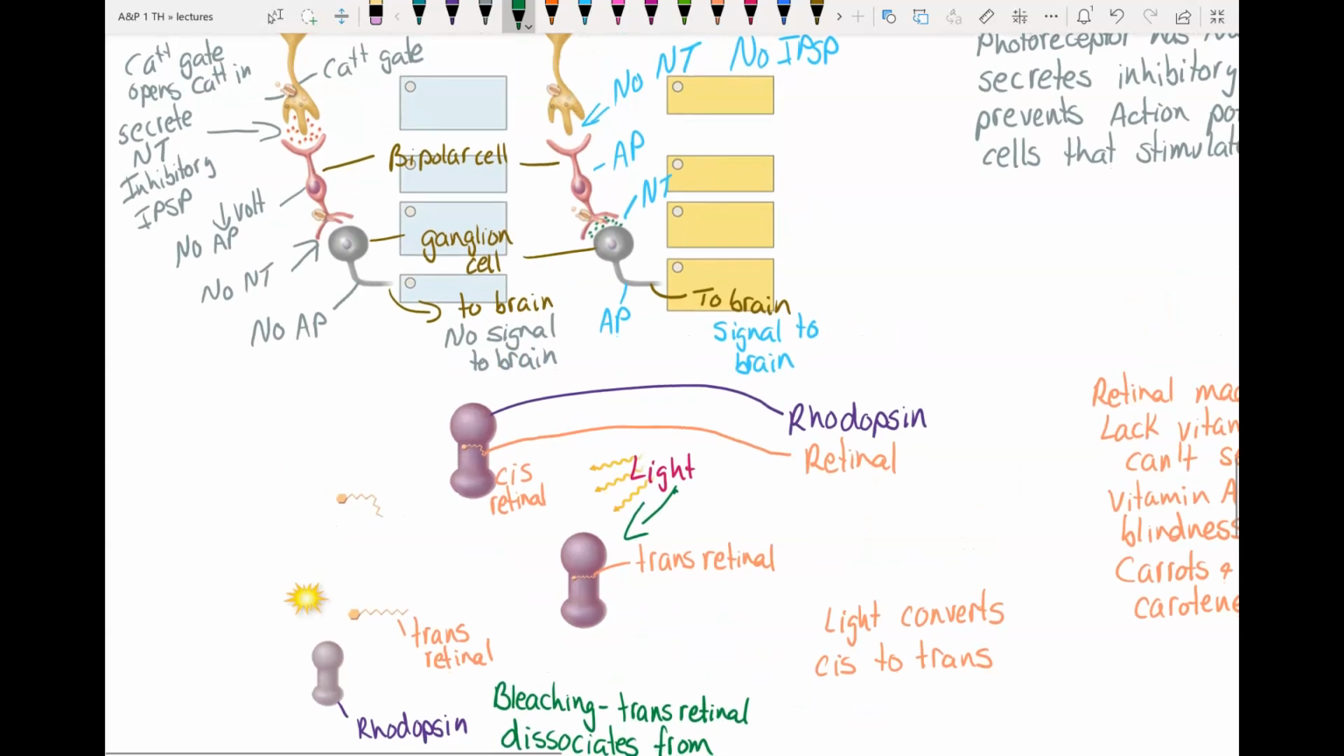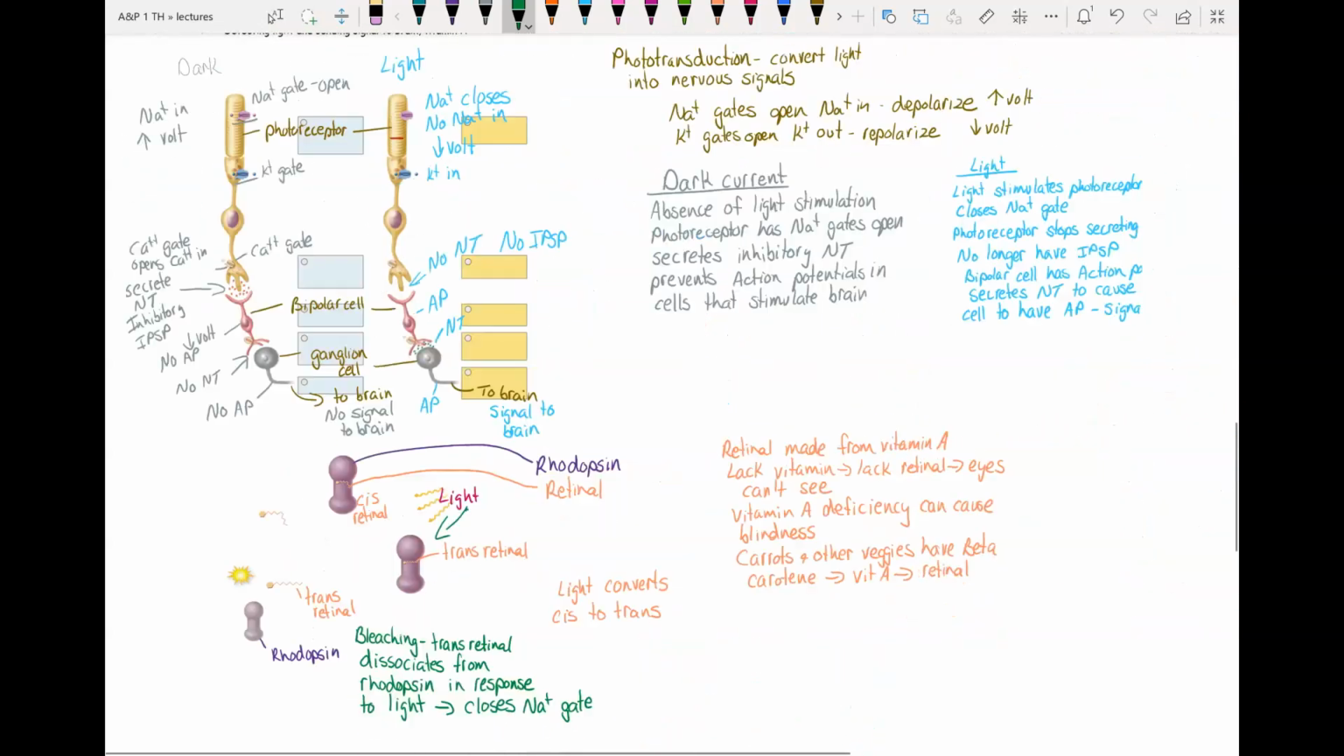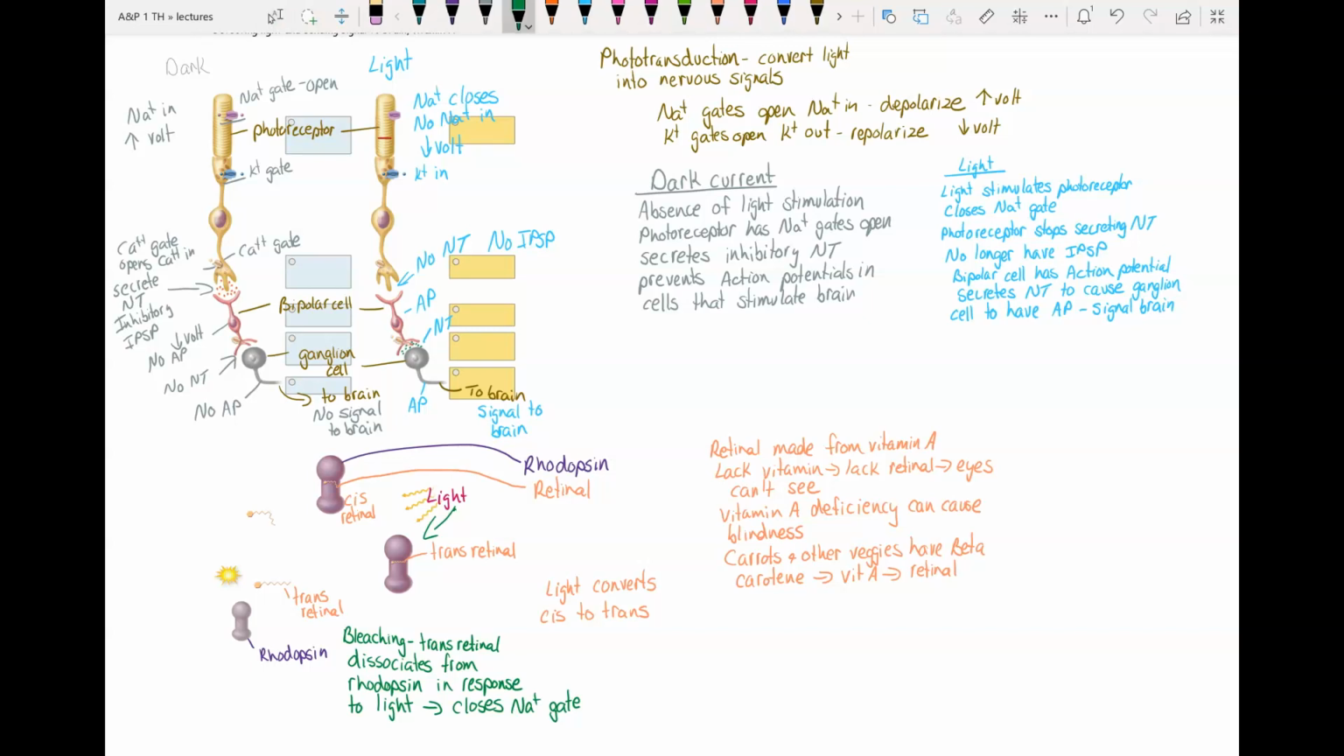So this process right here, the bleaching, is what does this. Light enters your eye. The light causes the cis retinol to convert to trans retinol. The trans retinol then dissociates from the rhodopsin, and that causes the sodium gate to close. Now that the sodium gate is closed, you stop secreting inhibitory neurotransmitter from the photoreceptor. So the bipolar cell has an action potential, the ganglion cell has an action potential, and you send a signal to the brain.